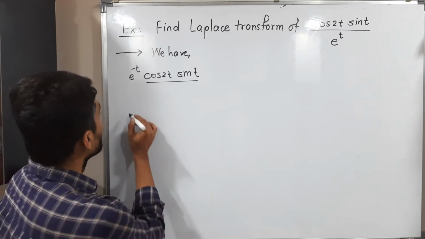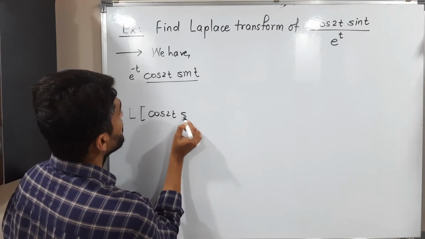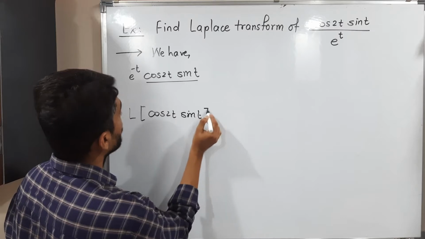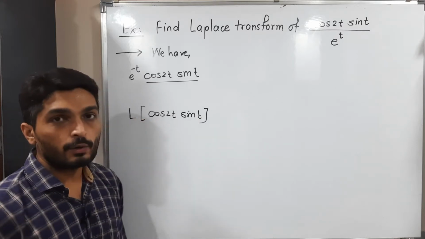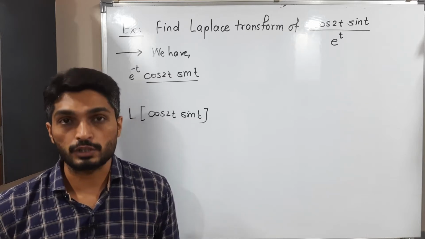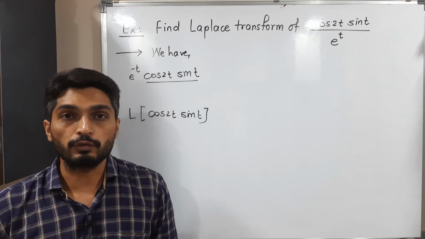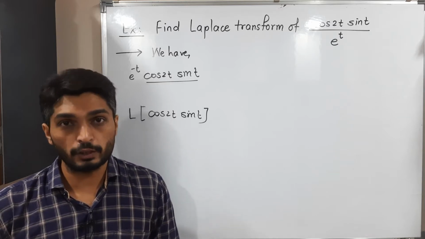So I consider Laplace of cos 2t sin t. Now the question is how to find its Laplace. Since there is a multiplication, a product of two functions, and we don't have any formula in Laplace for the product of two functions, here we have to use the knowledge of trigonometry.